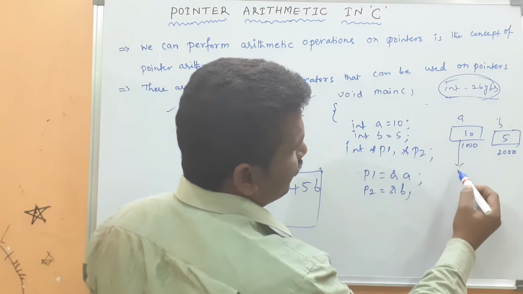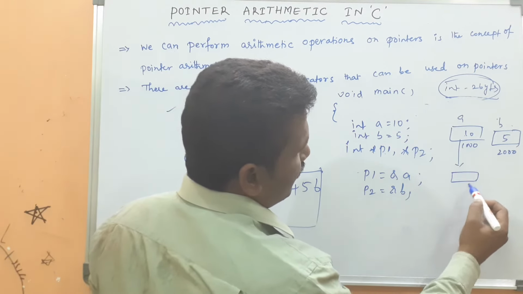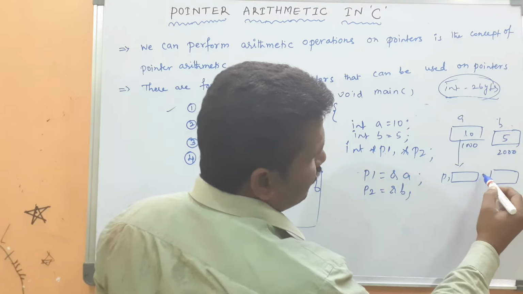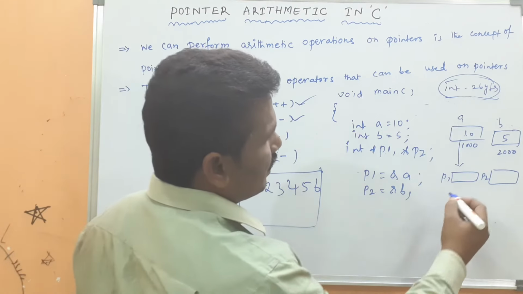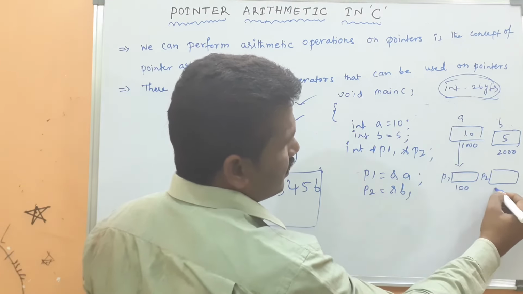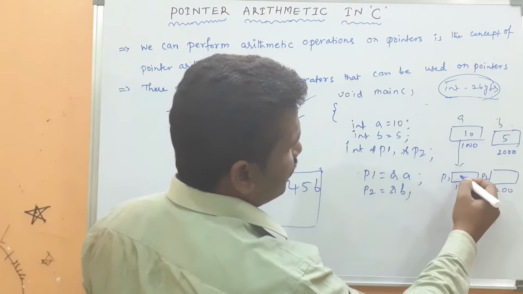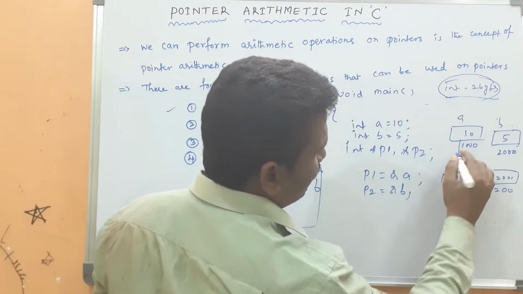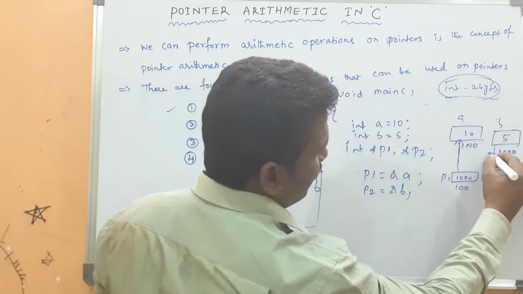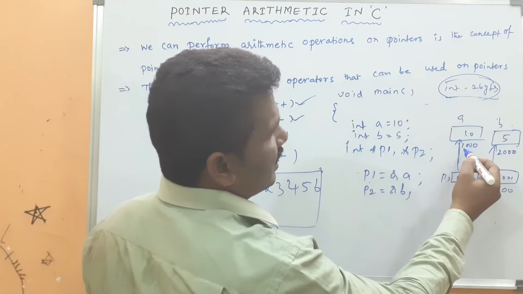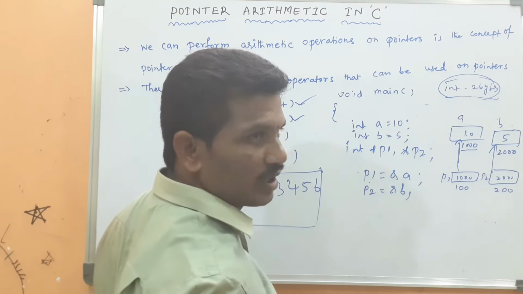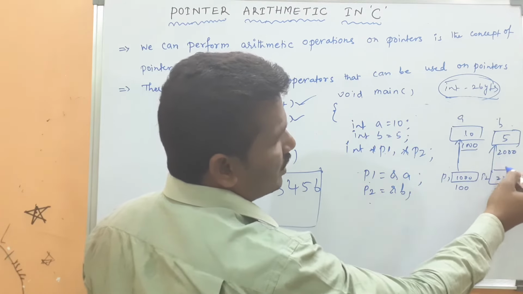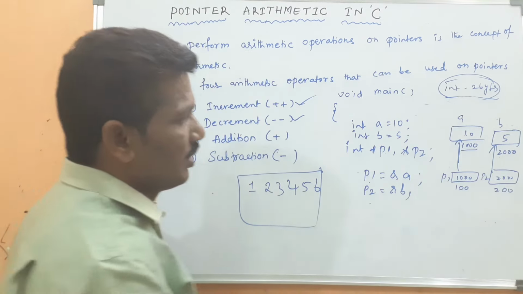Here it is p1 and p2. Suppose the values are 100 and 200. What addresses will be stored? 1000 and 2000. P1 equal to the address of a, 1000, will be stored in the pointer variable. P2 equal to the address of b, 2000, has been stored in the pointer variable p2.